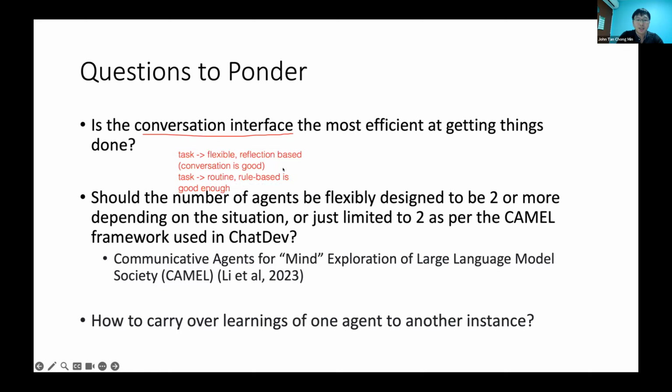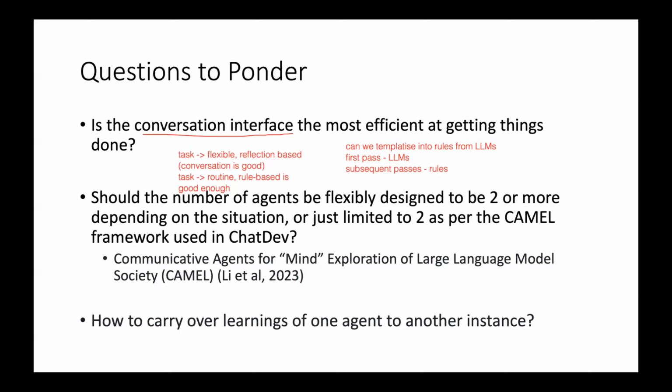So actually, this leads me to an idea: can we templatize into rules from LLMs? Then the first pass can be LLMs, and subsequent passes could just be rules. That might make it more efficient. Actually, I think this is a very important point. If you can note it down, this can be expanded a lot further into creating learning mechanisms and algorithms from, let's say, group chats or dynamic chats into more reliable function calls. This is a very active area of research right now. Pretty good point to note.